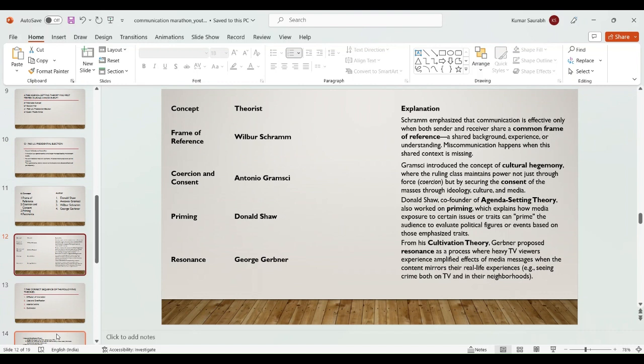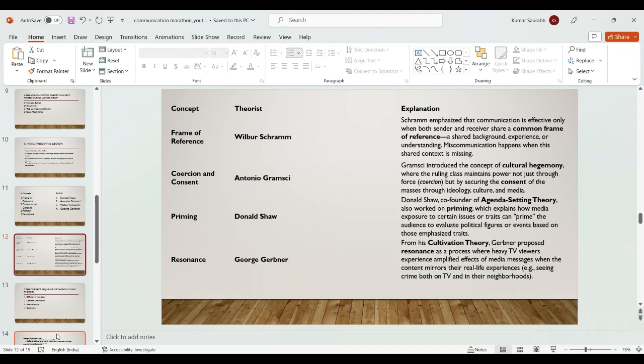The concept for the frame of reference, the theorist's name is Wilbur Schramm. Always remember. Now, what is the frame of reference? It is used in barriers to communication. My frame of reference should match with your frame of reference. That means my vibe should match with your vibe. If I'm a humorous person and you are a serious kind of person, if I'm cracking jokes, you might not react to that. So you both should be on the same page, then only the frame of reference could match, otherwise it will not.